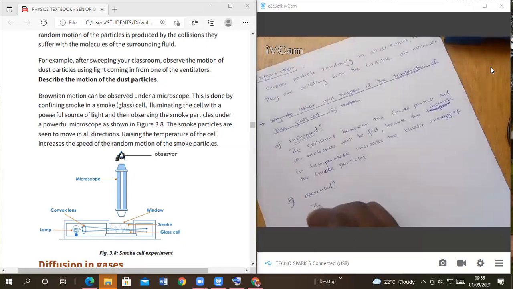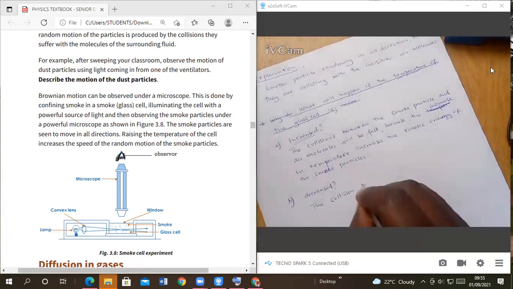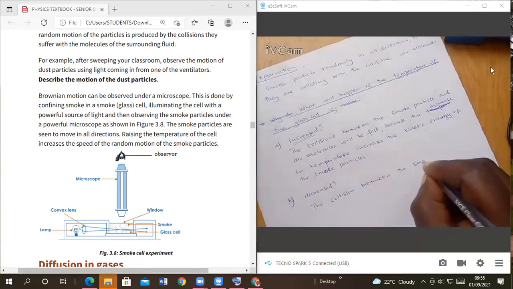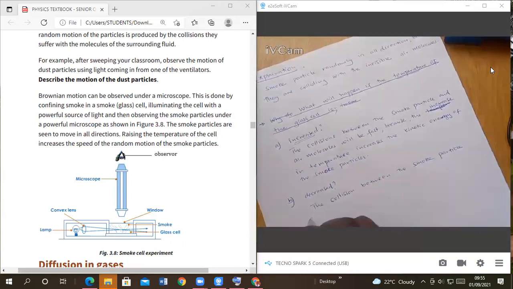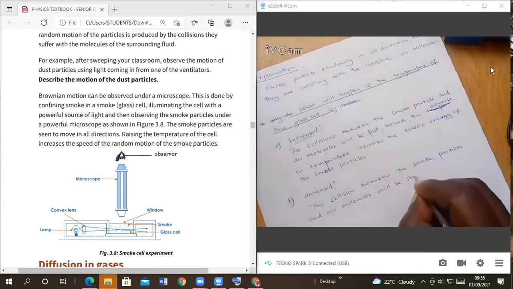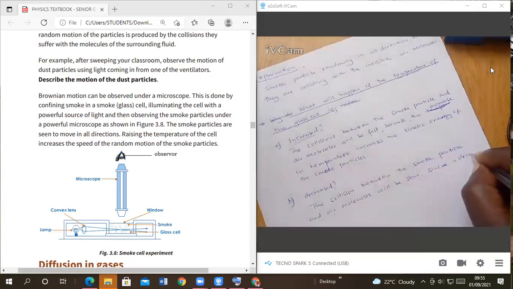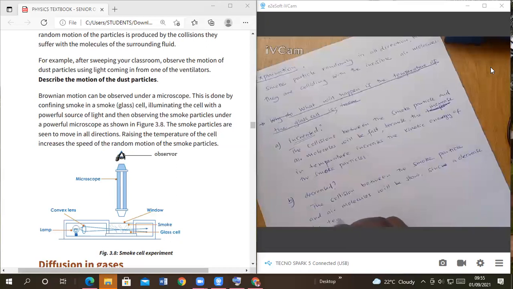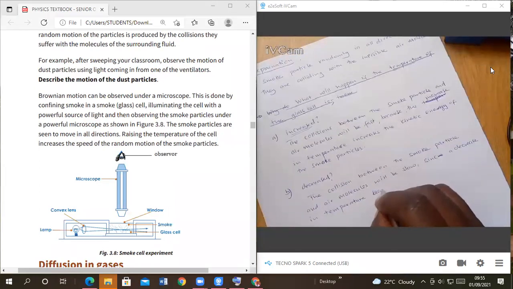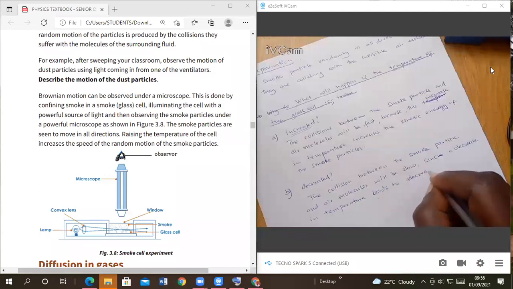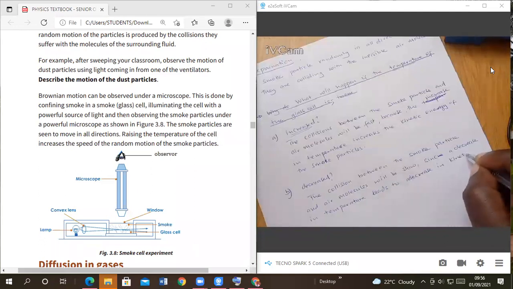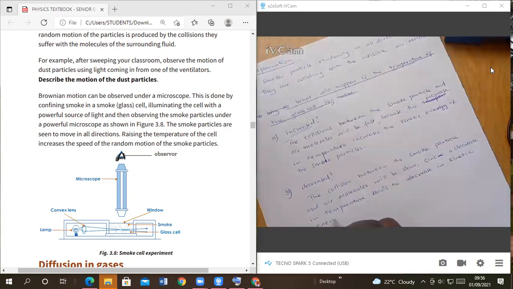So that is correct. The collision between the smoke particles and air molecules will be slow. You can say since a decrease in temperature leads to a decrease in kinetic energy of the smoke particles.